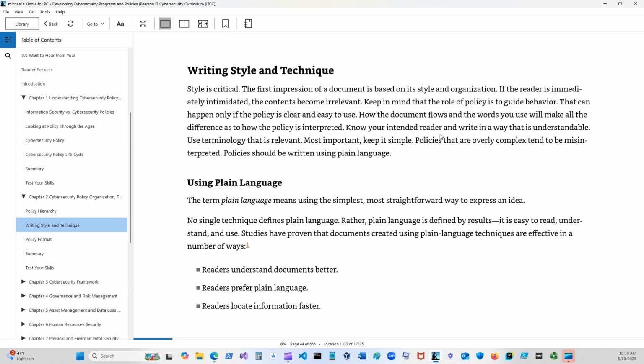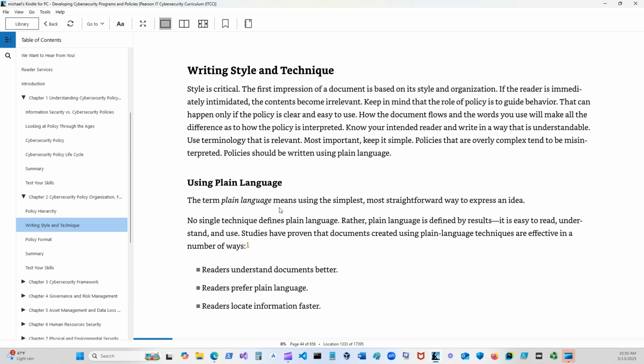Know your intended reader, that's what I just said, and write it in a way that's understandable. Use terminology that is relevant. Most important, keep it simple. Policies that are overly complex tend to be misinterpreted. Policies should be written using plain language. There you go, using plain language.